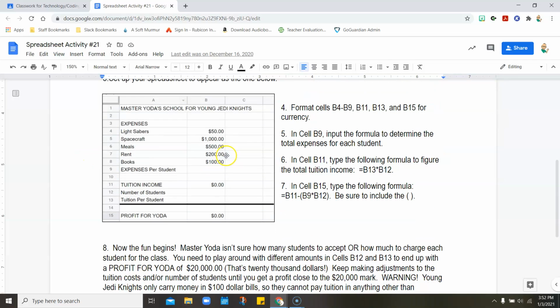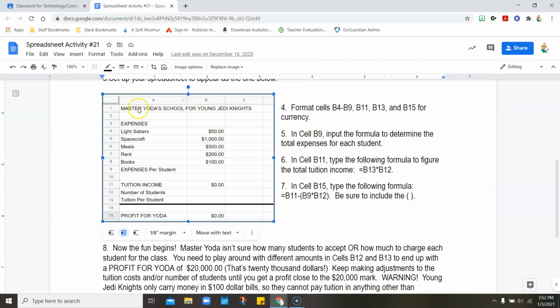So here's how your spreadsheet's going to look. Everything that's on the spreadsheet, make sure that you put it in all the right cells that you see up here. So A1 is Master Yoda School for Young Jedi Knights. A3, so you're skipping a line here, is expenses. A4 lightsabers, A5 spacecraft, A6 meals, rent, books. Then we have expenses per student. Now I'm giving you the cost of everything, so these are the numbers that you need to use. Lightsaber is $50, spacecraft is $1,000, meals are $500, rent is $200, books are $100.